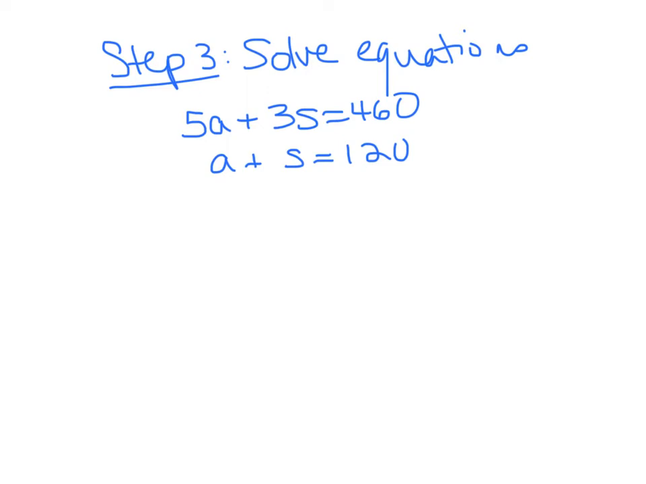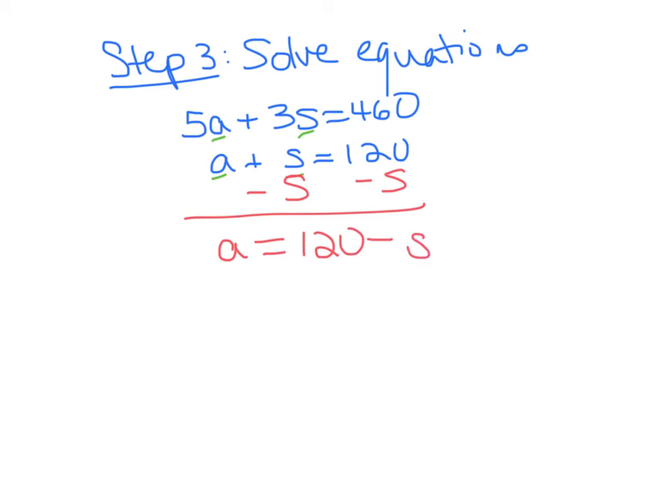So for this first thing, we can either get this a by itself, or this s by itself, in either equation. It's your decision which one you want to do. However, either the a or the s in the second equation is going to be the easiest, so I recommend that you try one of those two. I'm going to go for the a. I'm going to do that by subtracting s from both sides. I get a equals 120 minus s.